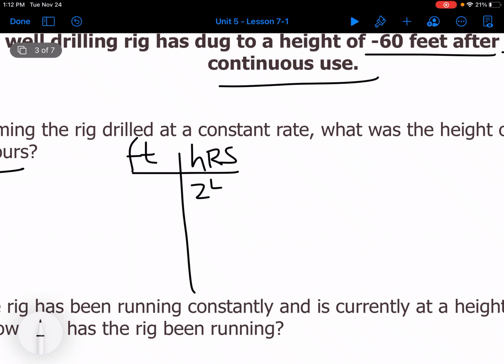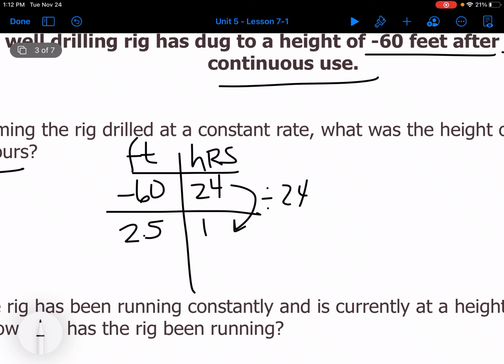I know in 24 hours it went negative 60 feet. So I want to figure out what it's going to be in 1. So I'm going to divide by 24. And at this point, I'm going to say use your calculator. Otherwise, we're never going to get through this problem. So 60 divided by 24 gives me 2.5 feet per hour. And it's going down 2.5 feet per hour.